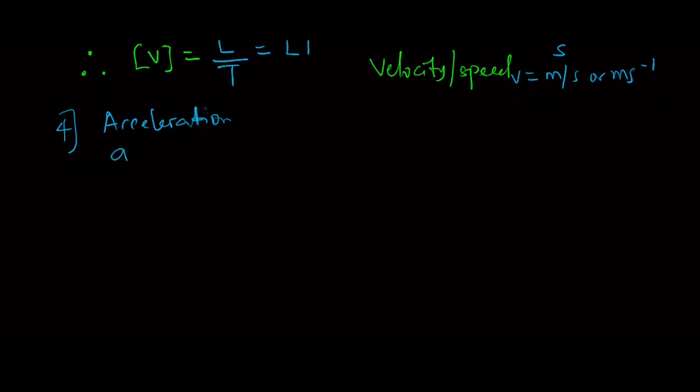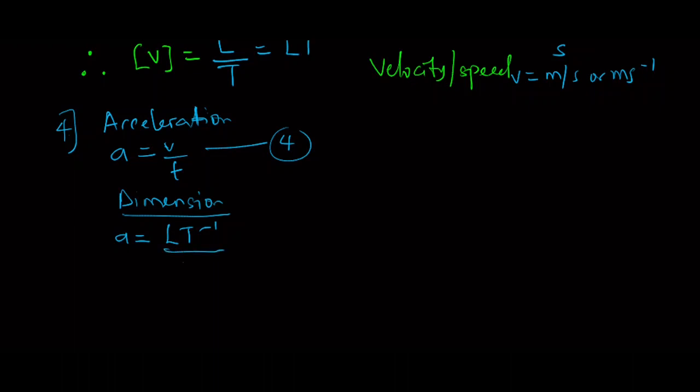Acceleration, the symbol for acceleration is small letter a, while capital letter A represents area, and that is velocity over time. Velocity has a symbol of small letter v, while volume is capital letter V. That's equation 4. You want to work out the dimension of acceleration. We are going to have velocity as LT to the power minus 1, and time is T.